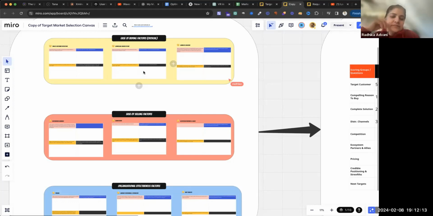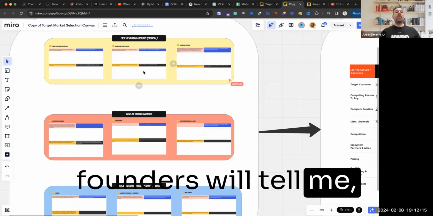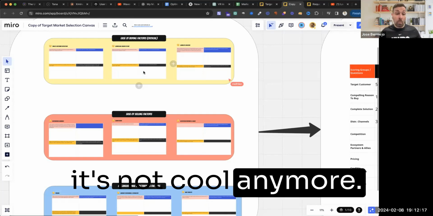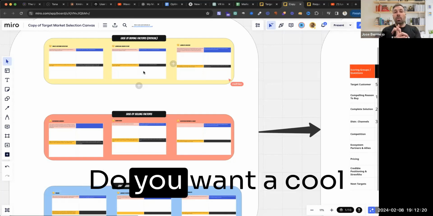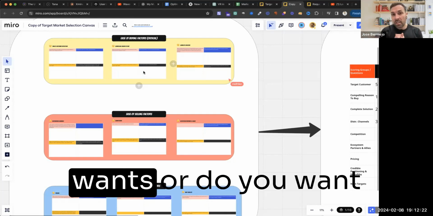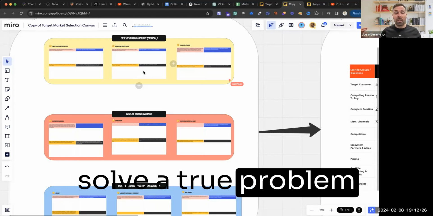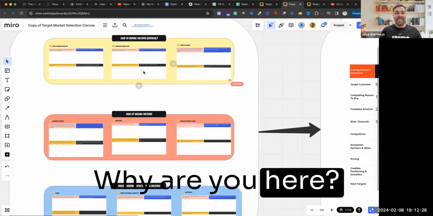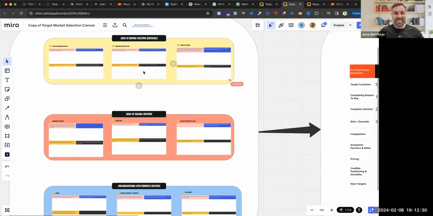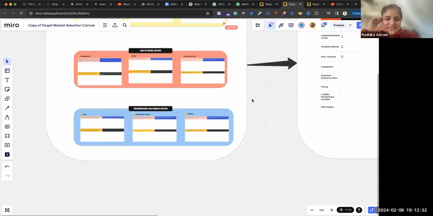And then most founders will tell me, yeah, but that means it's not cool anymore. Okay, that's fine. Do you want a cool solution that nobody wants? Or do you want to achieve market fit and make money and solve a true problem for the people? Why are you here? True. Okay.